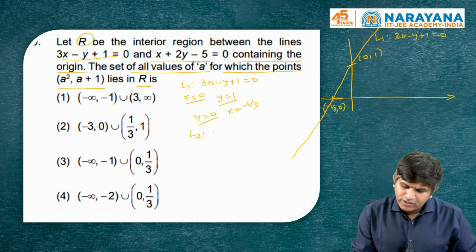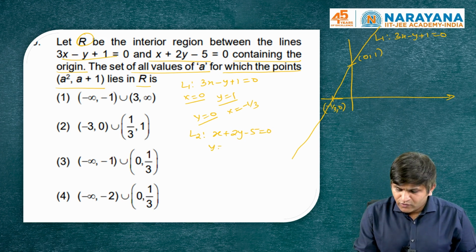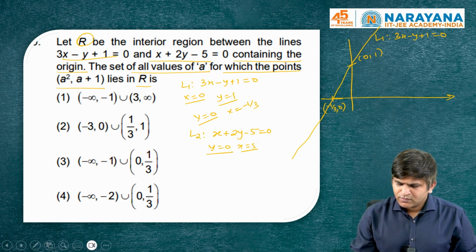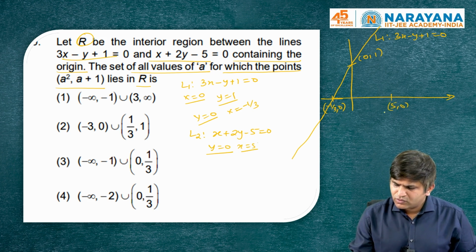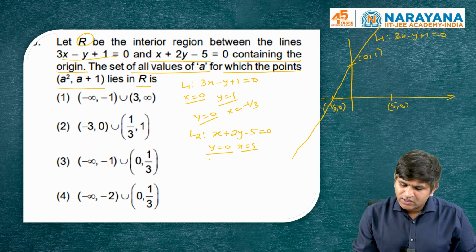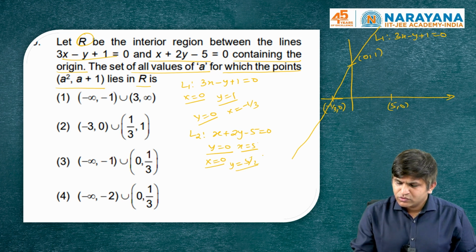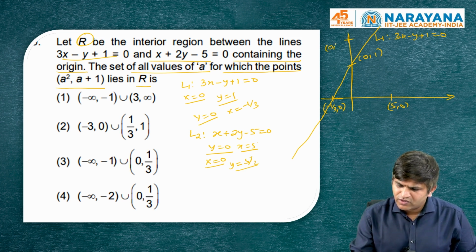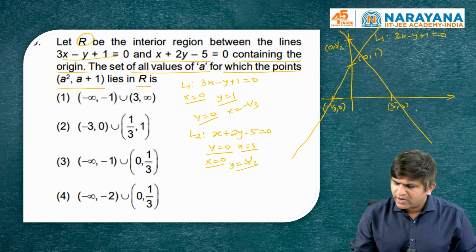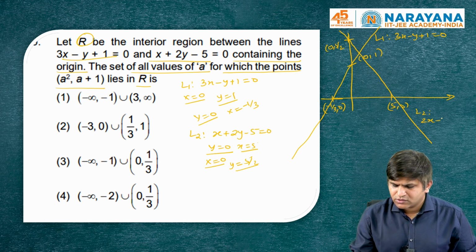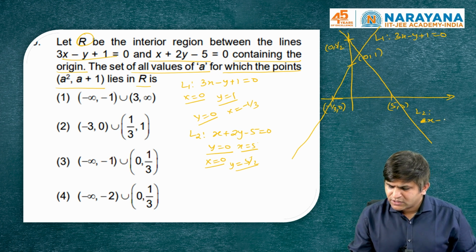Similarly, let's say L2 is x plus 2y minus 5 equal to 0. If we put y equal to 0, we get x equal to 5, so that is (5, 0). This is one point. To draw the line, we need another point, so let's put x equal to 0. So y is equal to 5 by 2, that will be (0, 5 by 2). If we join these two points, we get line L2, that is x plus 2y minus 5 equal to 0.